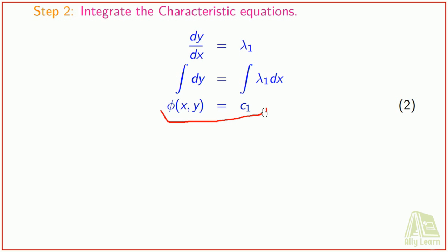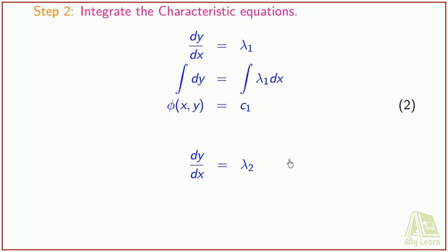Phi of x, y equals c1. Once I integrate, I will get a function of x and y, which I am naming phi, and a constant of integration, which is over here. So this equation 2 I obtain by integrating my first characteristic equation. Now friends, I do the same thing with my second characteristic equation.